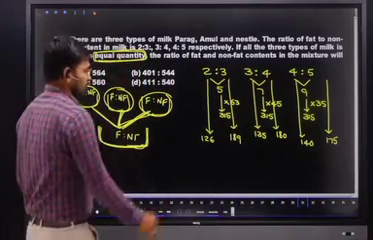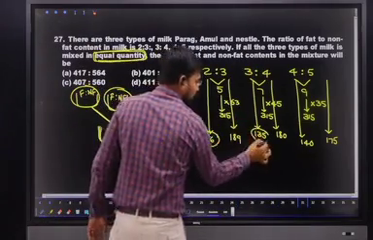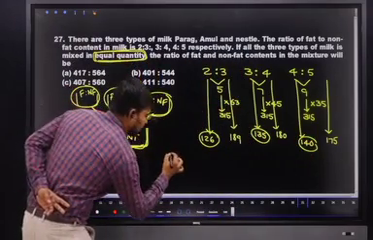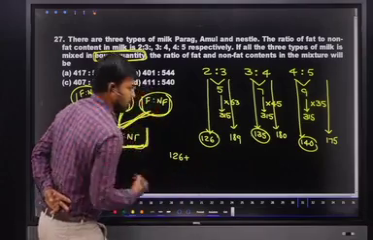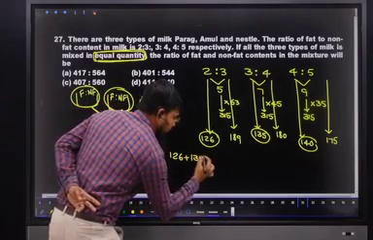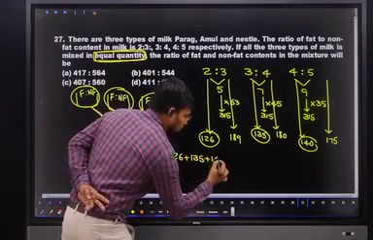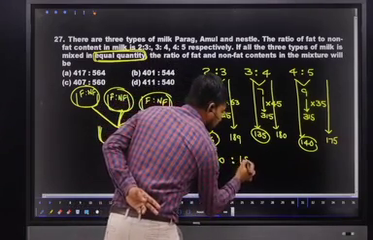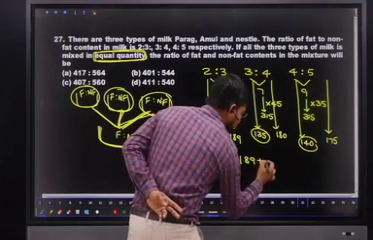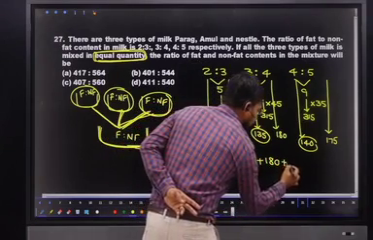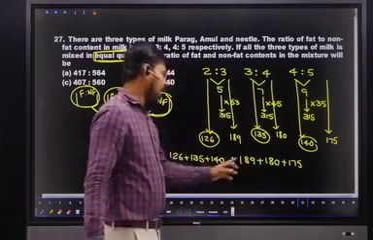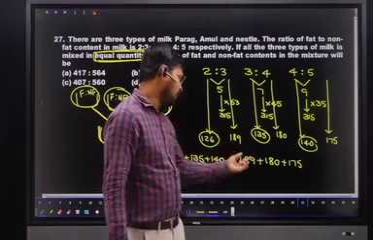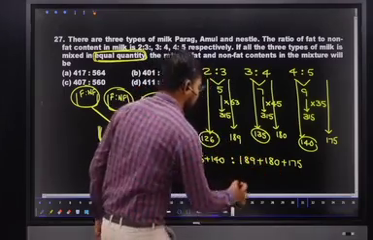Now 126 is fat, 135 is also fat, 140 is also fat. If I add all these three, 126 plus 135 plus 140, all these are fat. Coming to non-fat, the remaining are non-fat: 189 plus 180 plus 175. If I add all these three, 180, 180, 180 is 540, and 5 extra is there, so 544.